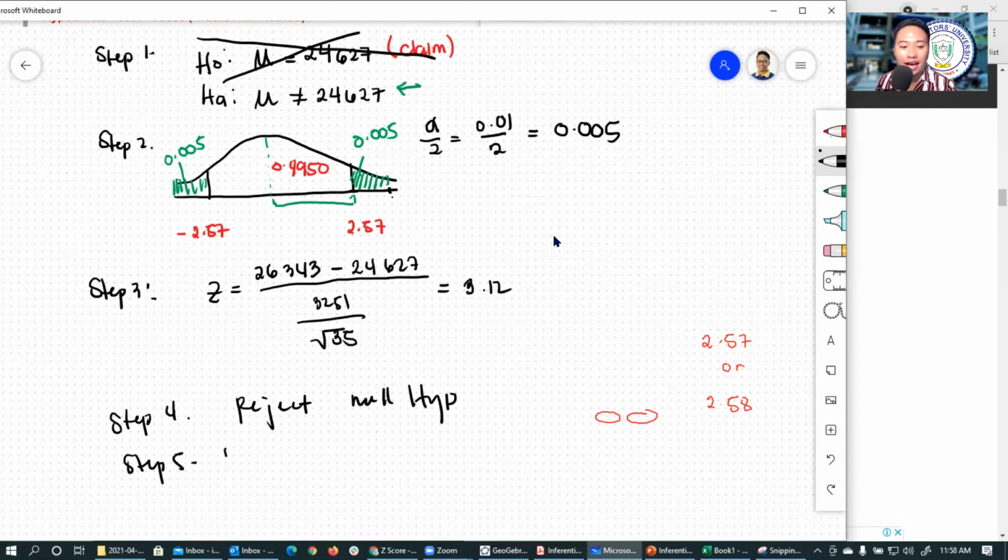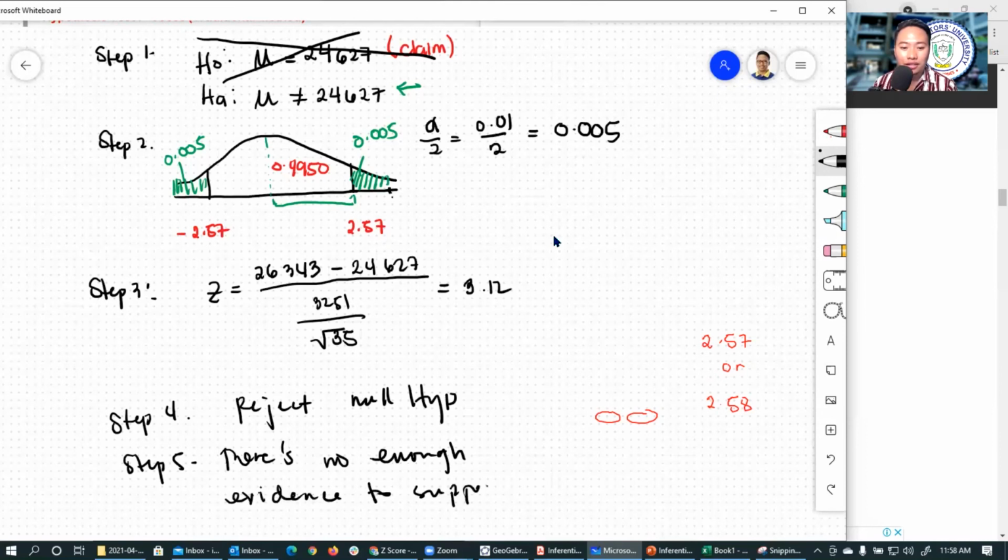And then step 5, because we are rejecting the null hypothesis, we are rejecting this. We can say there is not enough evidence to support the claim. Because we are rejecting it, we are not supporting the claim. There's not enough evidence to support the claim.